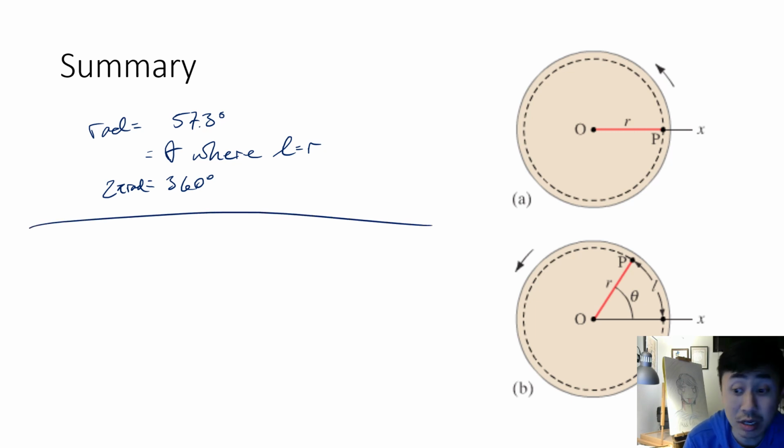The equation that you're going to use a lot in your homework problems is theta is equal to L over R, where theta is the angle in rads, L is the arc length, and R is the radius. Or another way to write that, L is equal to theta times the radius.